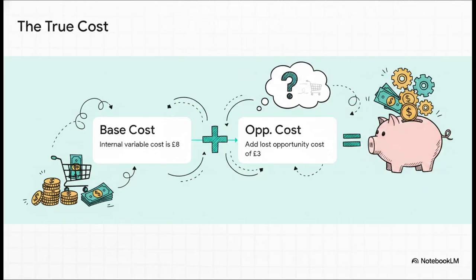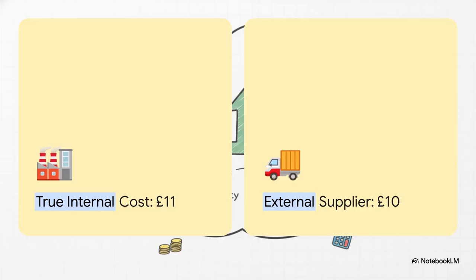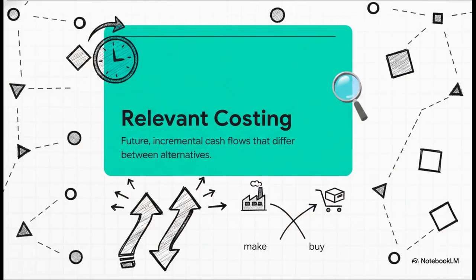Just add your base cost to that new opportunity cost. The plot twist? Your true internal production cost just skyrocketed to £11. So, crazy enough, internal production is now actually more expensive than just outsourcing it. This all boils down to relevant costing, which focuses only on future, incremental cash flows.